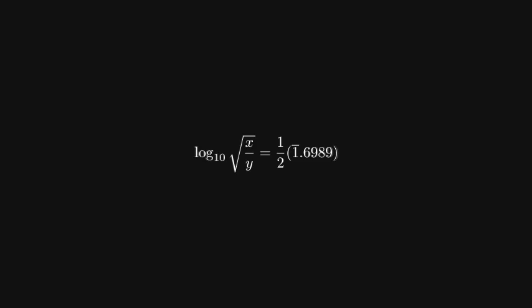Now substitute that result back into the expression we need. Let's interpret the bar notation. Bar 1.6989 means negative 1 plus 0.6989. Now write the expression inside the 1/2.